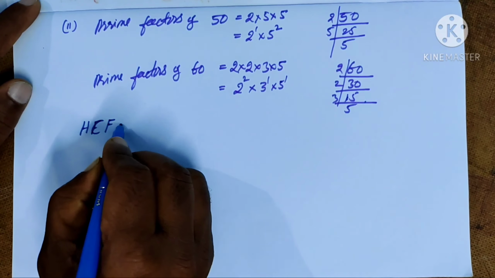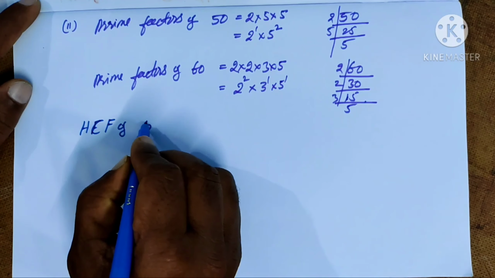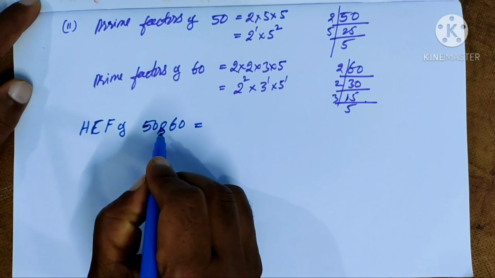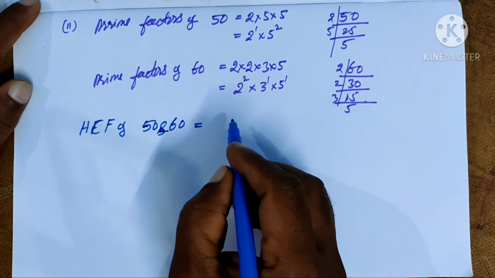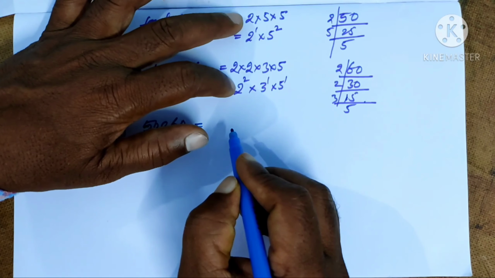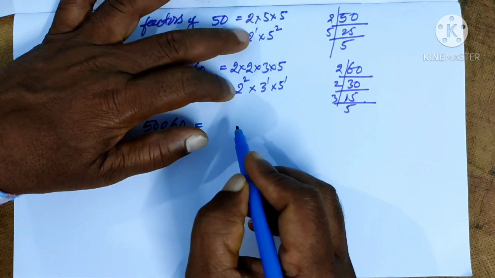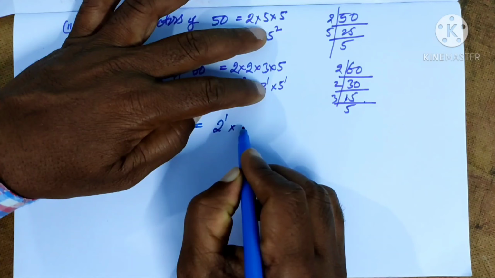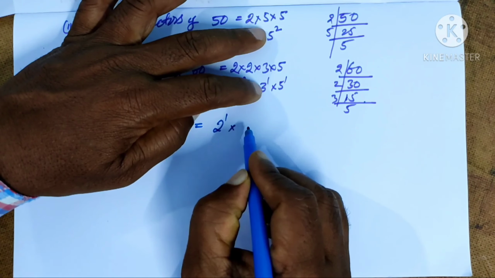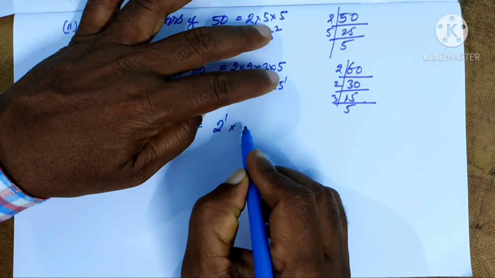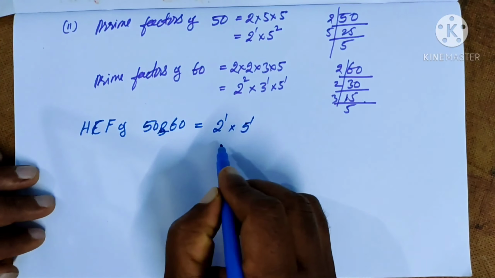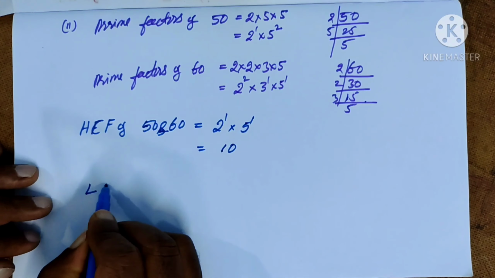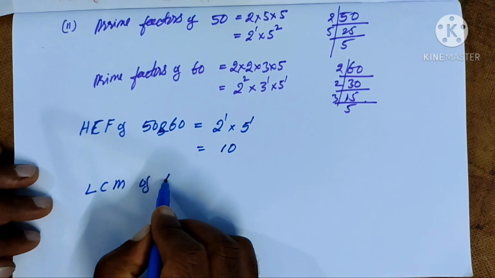HCF of 50 and 60 is equal to, observe the common factors. What are those? 2, both have it as a factor. The smallest power is 2 to the power of 1. Now 3 is not a common factor, but 5 is the common factor of both 60 and 50. So 5 to the power of 1 is another common factor, that is the least power. So 2 5s are 10. 10 is the HCF of 50 and 60.